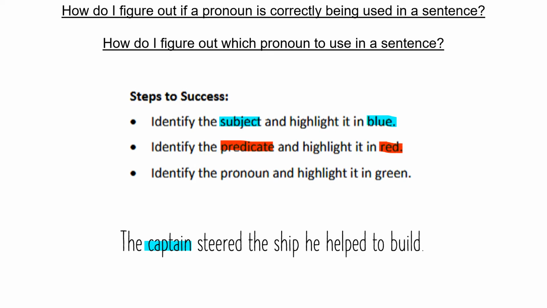Next, we're going to find our predicate and highlight it in red. In this case, the predicate is steered the ship he helped to build, specifically looking at that word steered because that is what our subject is doing. Finally, we're going to find our pronoun and highlight it in green. Our pronoun in this sentence is he.